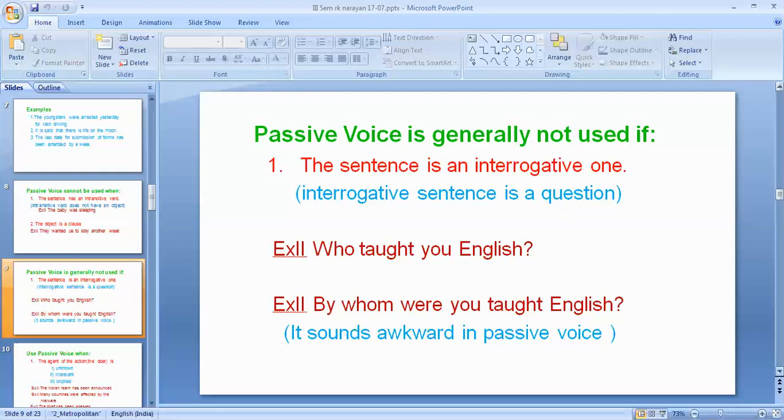But if we convert this interrogative sentence, this question, into passive voice, it is like this. By whom were you taught English? By whom were you taught English? So you were taught English by whom? This sentence looks a little bit awkward. It is unnatural, inconvenient for the speaker as well as for the listener to answer. So on such occasions, when we are using interrogative sentences, questions, we are not supposed to use passive voice.